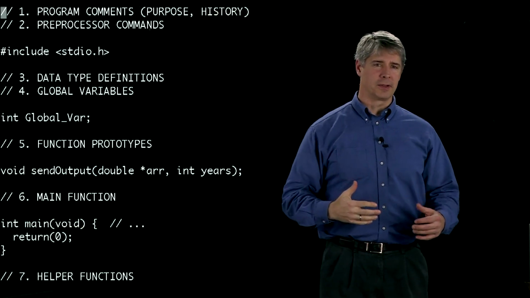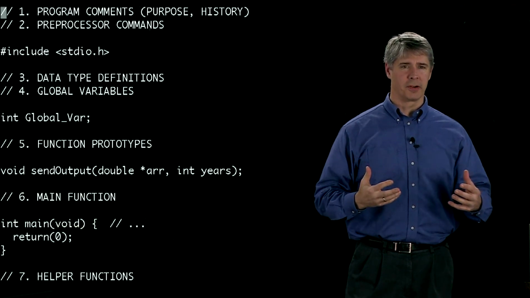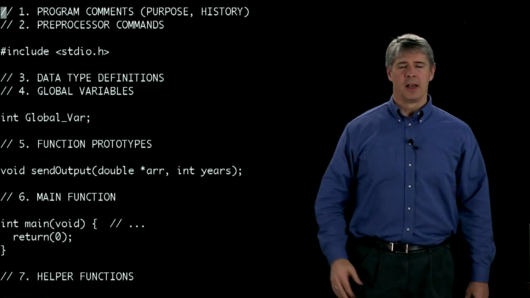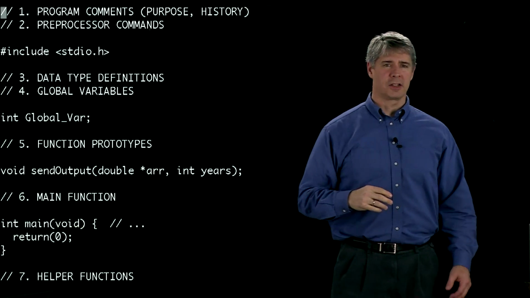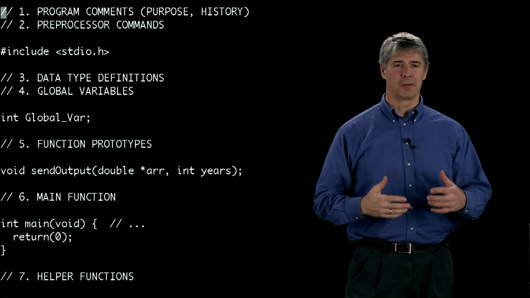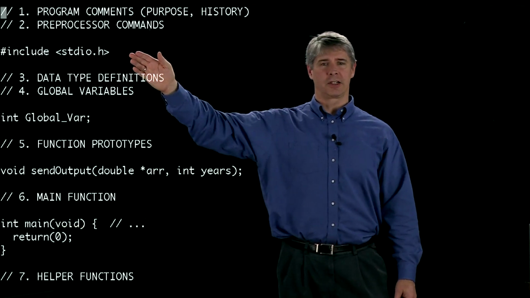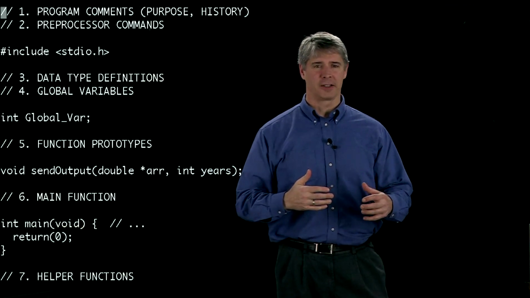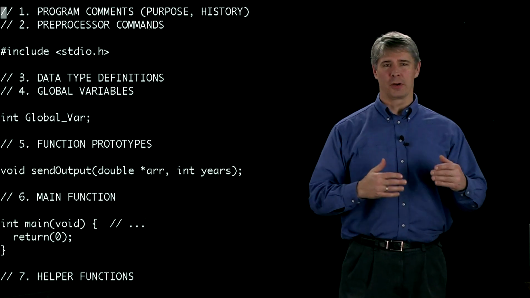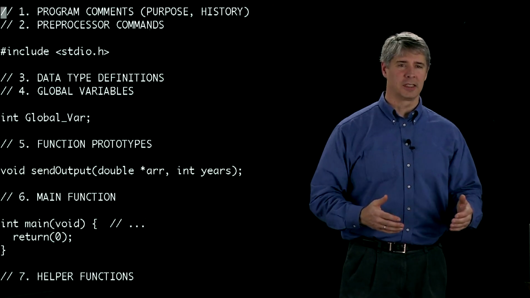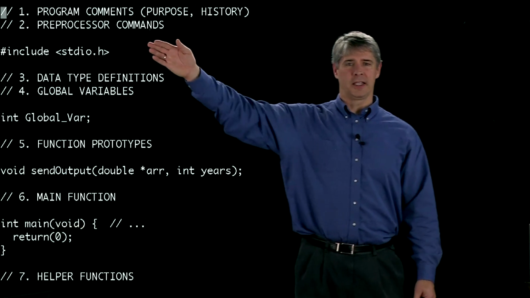This is very important. Right at the top of your file should be a set of comments that tells anybody what this program does and how to use it. The next thing is preprocessor commands. The preprocessor is actually something that runs before the compiler. In this case, it includes definitions from another file called standardio.h. Those definitions allow your program to use functions like printing to the screen and taking input from the keyboard. So that's a preprocessor command.